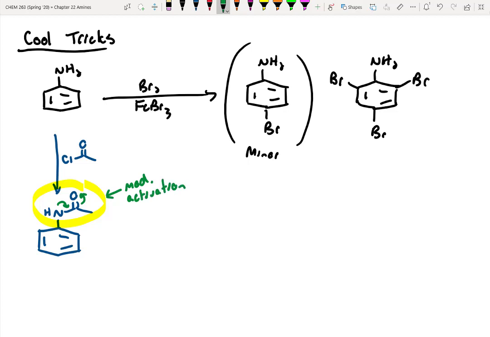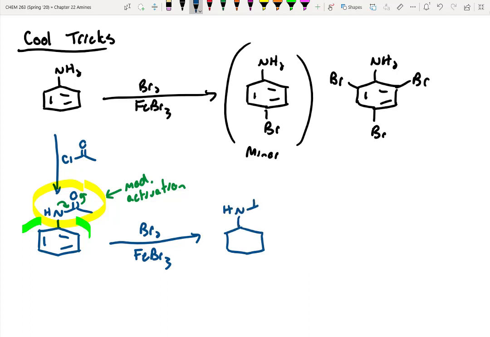In addition, this provides some nice steric bulk too, right? So this region and this region is kind of blocked, where over here in our starting material, it was a lot more accessible. So we are going to prevent those ortho positions from reacting as readily. So now we can go ahead and do our bromination with elemental bromine and iron tribromide, and we can get that bromine to install primarily in that para position, but that acyl group is going to stay put.